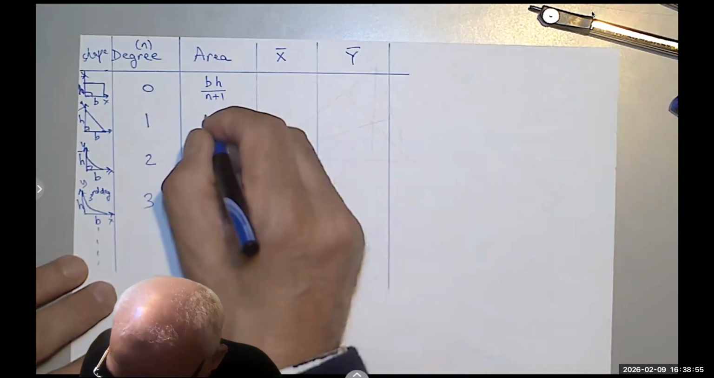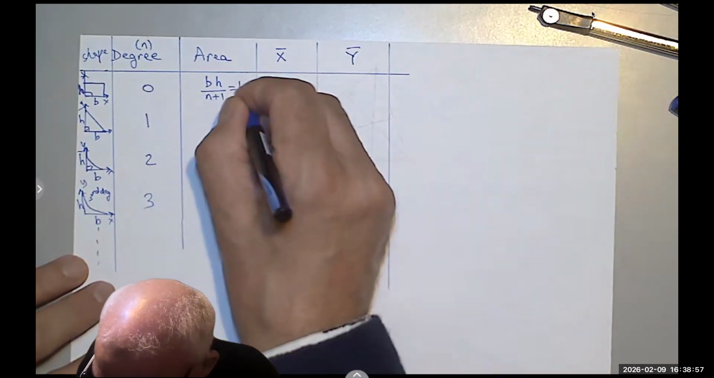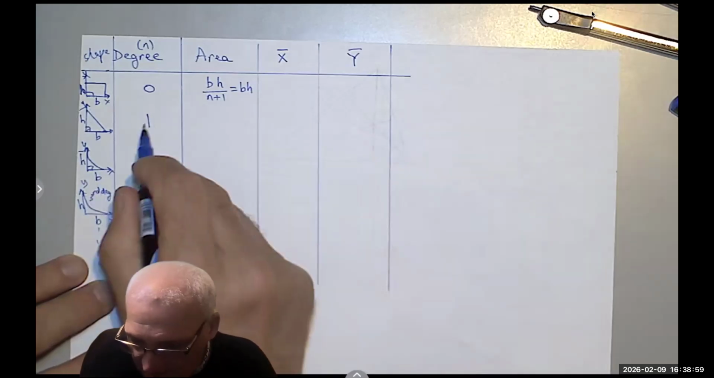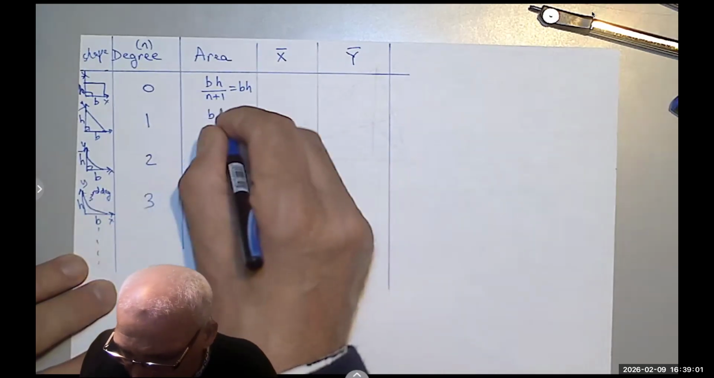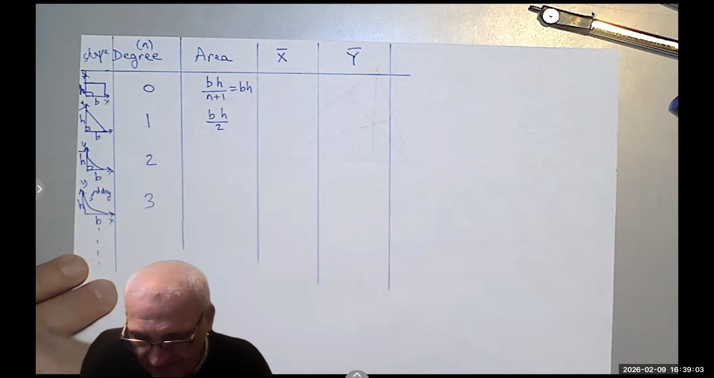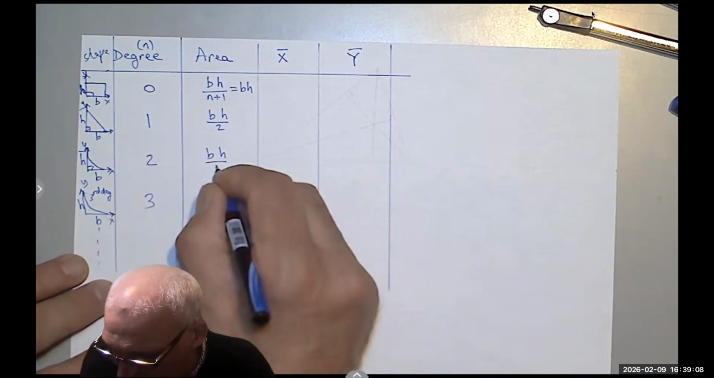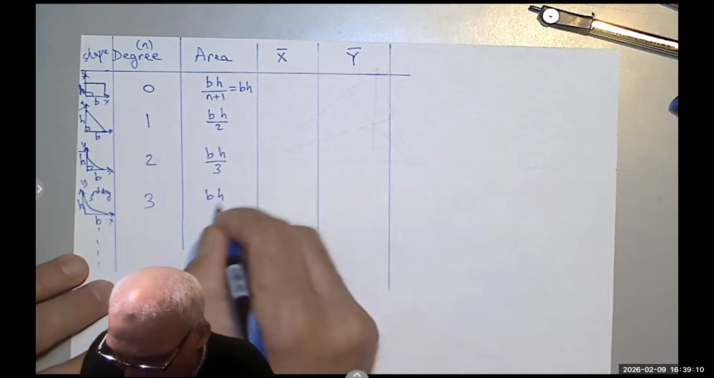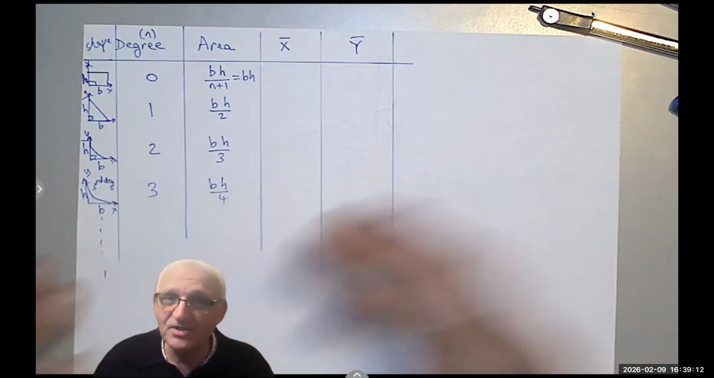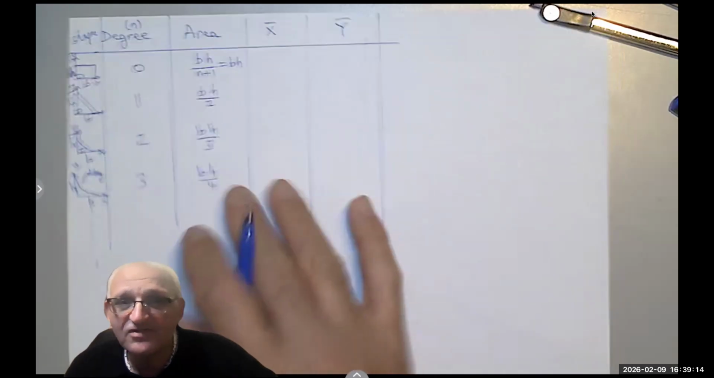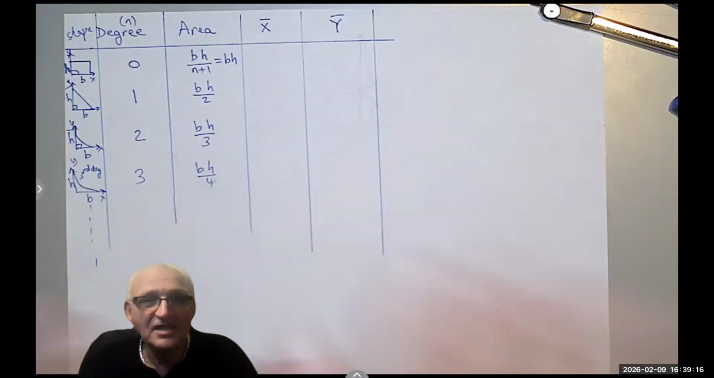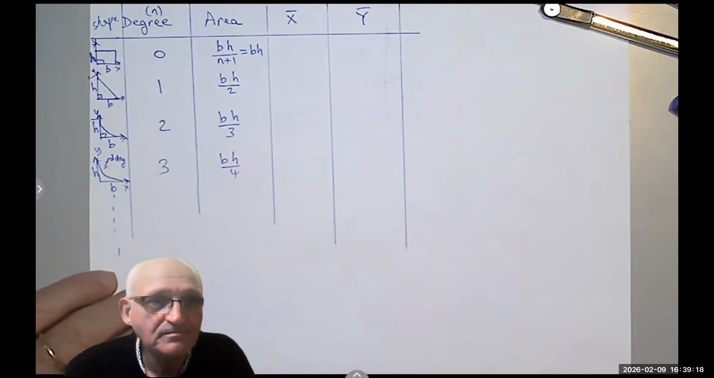For the triangle, it would be BH over 2. You know that, 1/2 base times height. For the second degree parabola, yes, you got it, BH over 3. Here it's BH over 4. If it's a 10th degree parabola, the area is BH over 11. You don't have to worry and look for and Google it. Nice?